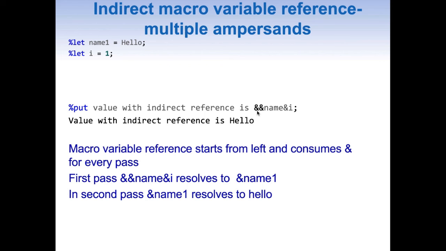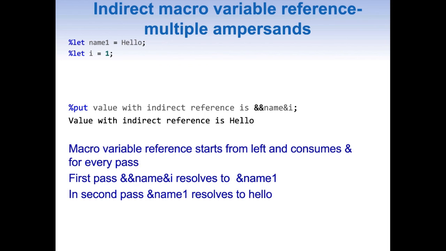Now let us try to understand how this works. Macro variable reference starts from left to right. So what happens in here is two ampersands resolve into one ampersand first, and ampersand I resolves into 1. Now it will again go into another pass wherein ampersand name1 resolves into hello. So to sum it up, in the first pass, ampersand name ampersand I became ampersand name1. In the second pass, ampersand name1 resolved to hello.